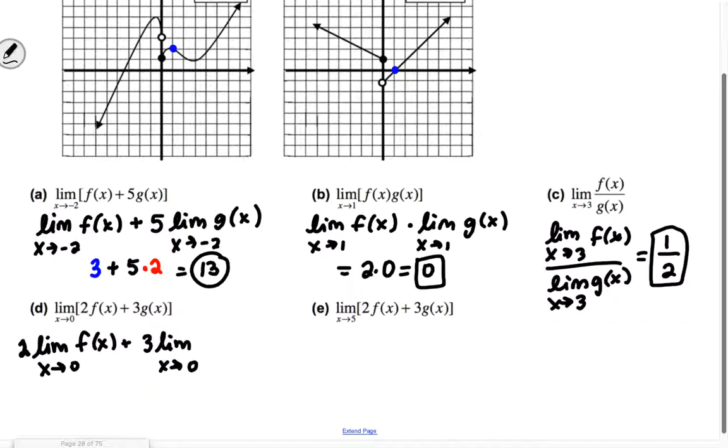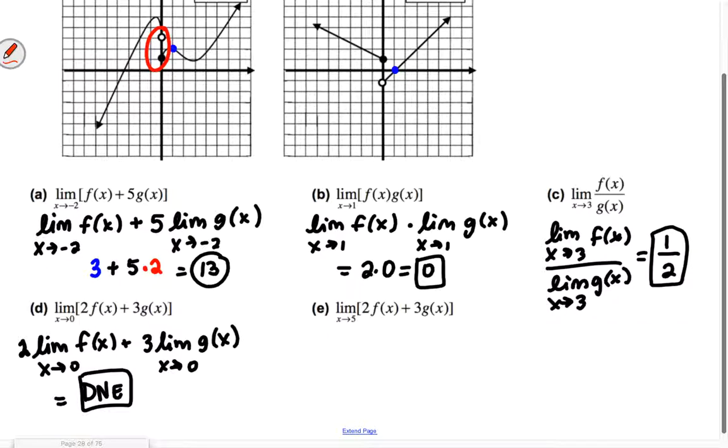Any thoughts on D? That's right, it does not exist. And why does this whole thing not work? Because the limit as x goes to 0 for f of x, the left-hand limit and the right-hand limit went to 2 different values. So remember, that means that our limit doesn't work. It doesn't exist.